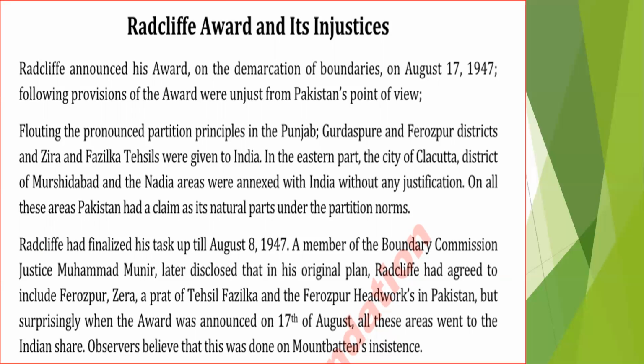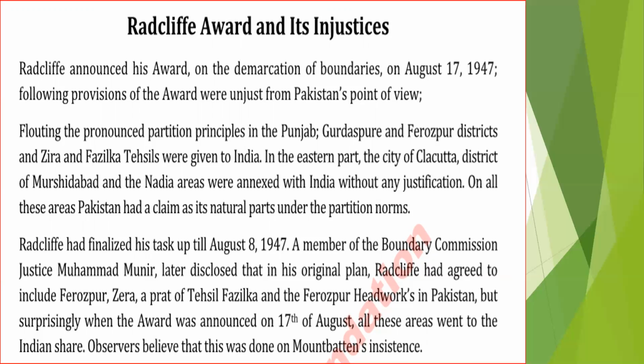It was provided in the June 3rd plan that as soon as the legislatures of Punjab and Bengal decided in favor of partition, a boundary commission should be set up to demarcate the boundaries. Since the legislatures of Bengal and Punjab had voted in favor of partition, a boundary commission was set up for Punjab and Bengal under the chairmanship of Sir Cyril Radcliffe, a prominent lawyer of London.